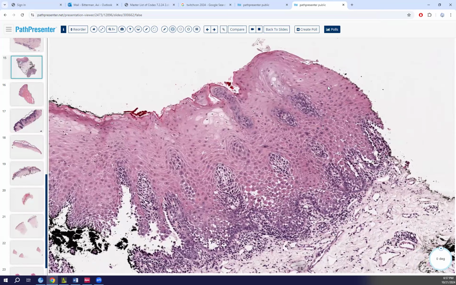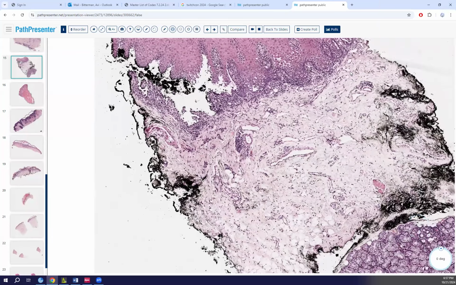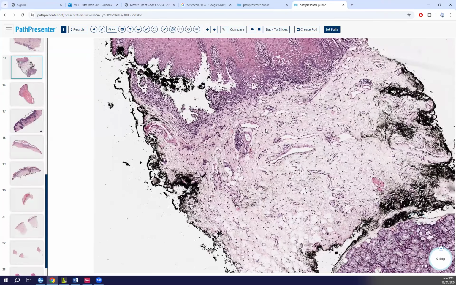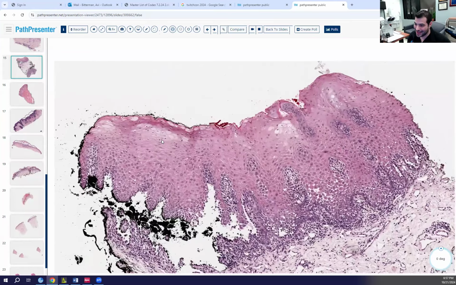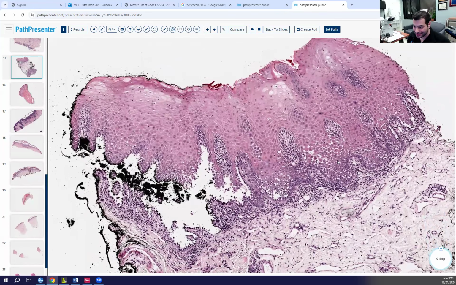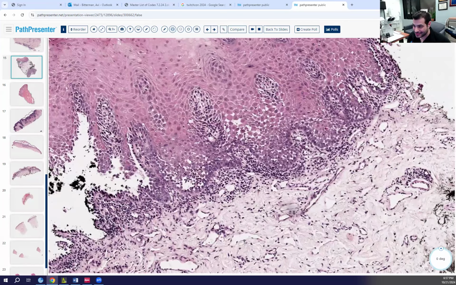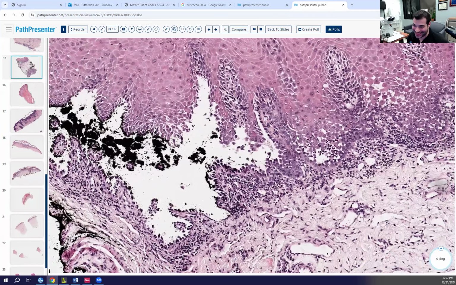No stratum corneum, no granular layer. Any hair follicles? No. I think this is mucosa. Oh, okay, so mucosa, right? We're in the mouth. Why did we go in the mouth? Because we saw something we wanted to biopsy. Yes. Good. Generally, we do those things. Okay, what are we seeing?